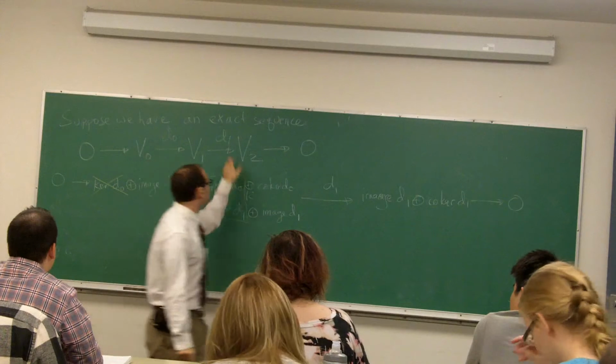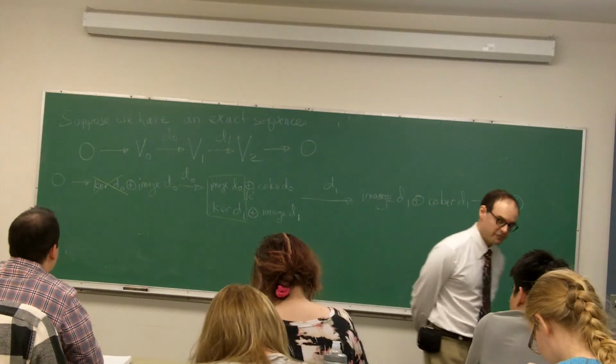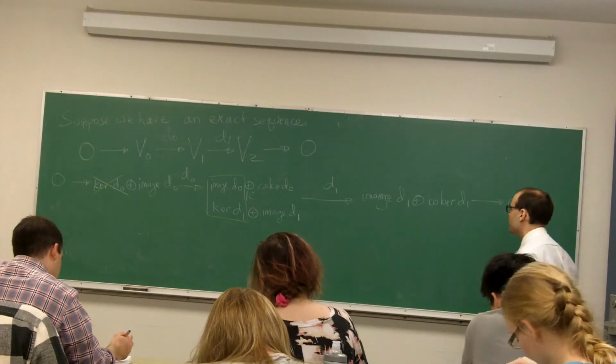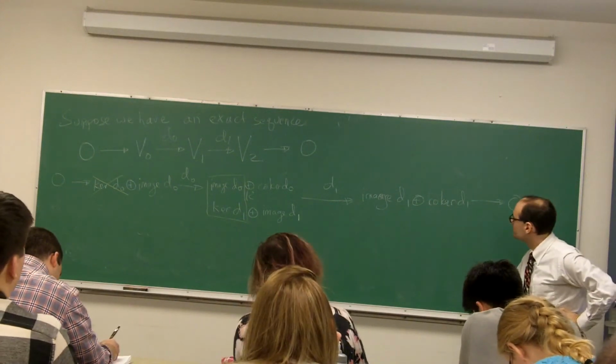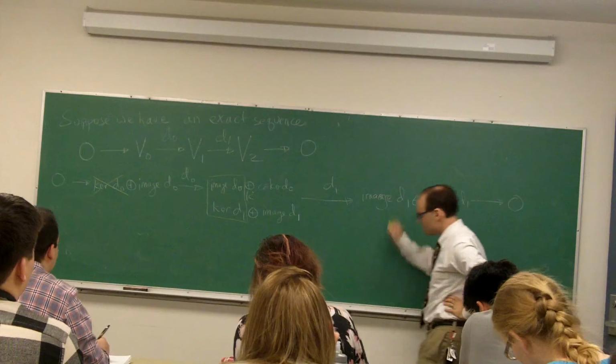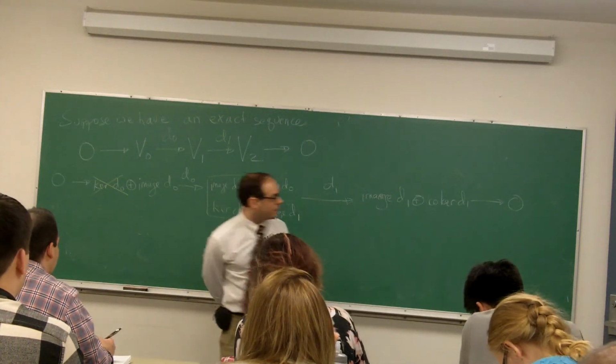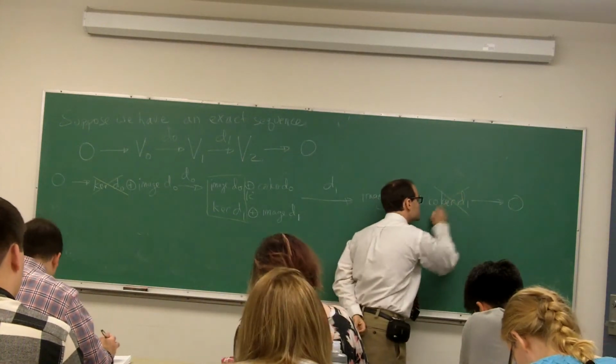Now I know D1 is surjective. What does that mean about this decomposition here? The image of D1 is all of V2. Yes, all of V2, so the co-kernel is 0. That's right.